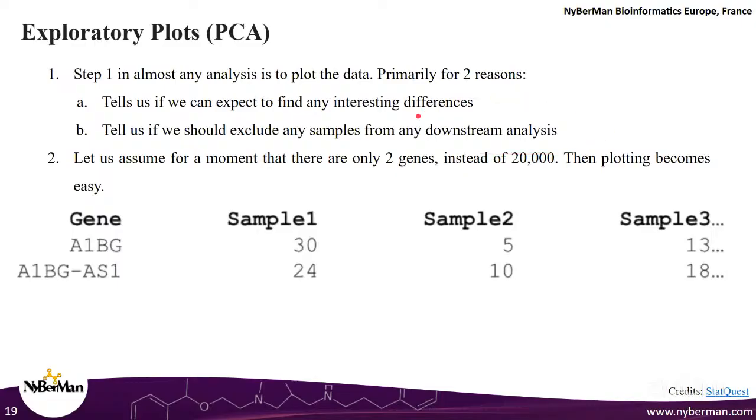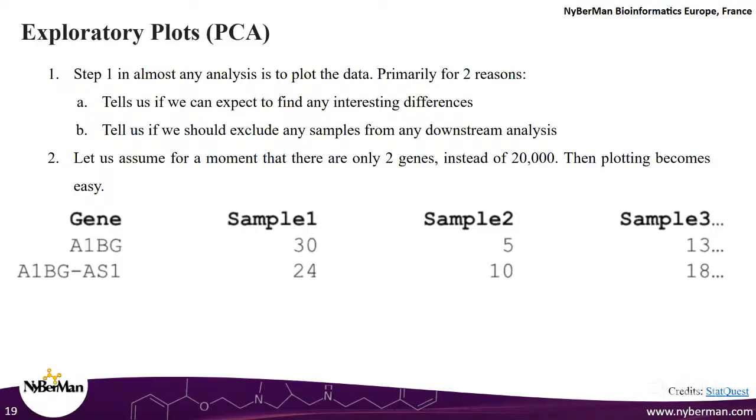There could be certain samples which might be outliers due to several reasons, due to batch effects, due to mistakes in the sequencing run, due to mistakes during my pre-processing steps, etc. A lot of things can happen which might lead to some samples becoming outliers. So it is very important we identify them and remove them from downstream analysis so that they don't skew or bias our results. And the other thing that plotting tells us is if we can actually expect to find any differences between the two groups.